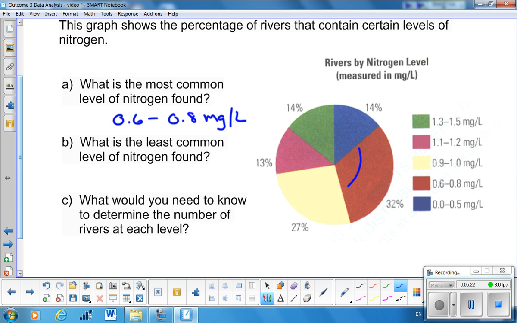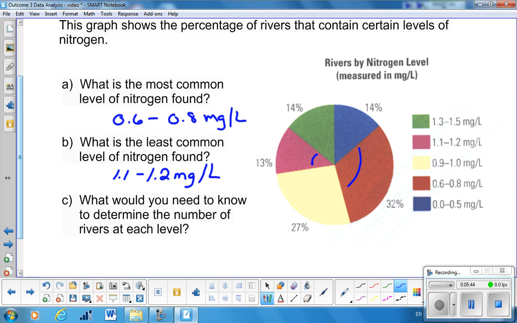What is the least common level of nitrogen? So we're looking for the smallest piece of the circle. And this one happens to have the percentages labeled on our circle. This would be our least common, this pink area over here, which is 1.1 to 1.2 milligrams per liter.